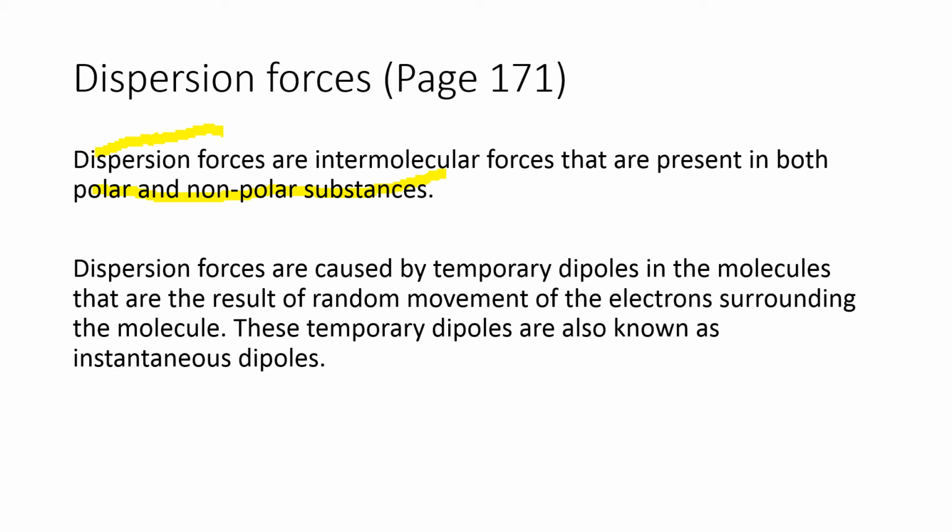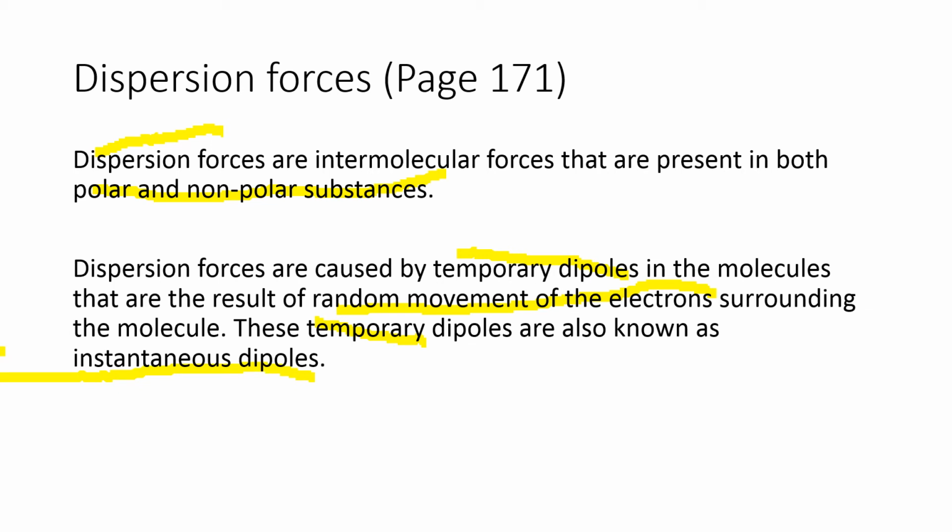So non-polar molecules such as oxygen, nitrogen, fluorine, for example, even though they are diatomic, they consist of atoms of the same element. We know that they are non-polar because they have the same electronegative value on both sides of the atom. So these forces are caused by temporary dipoles in the molecules that are a result of random movement of electrons surrounding the molecule. These temporary dipoles are also known as instantaneous dipoles.